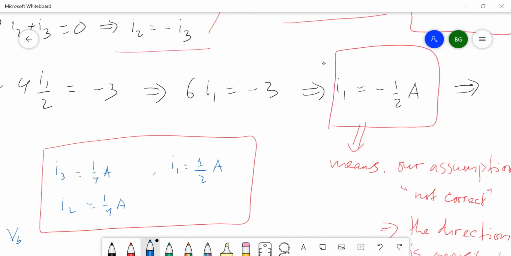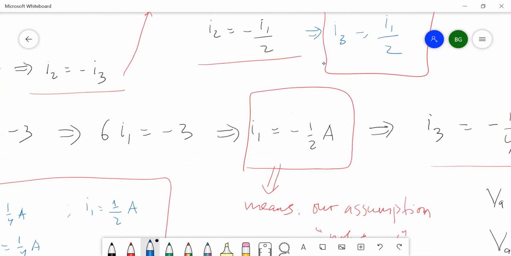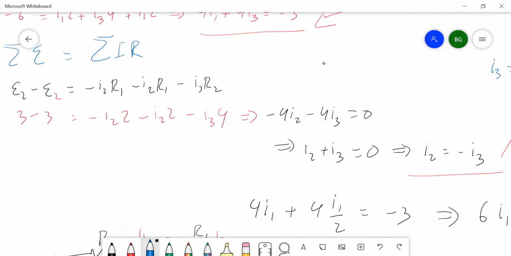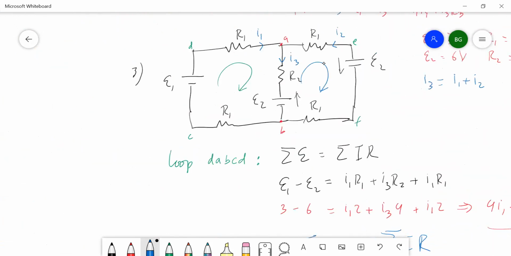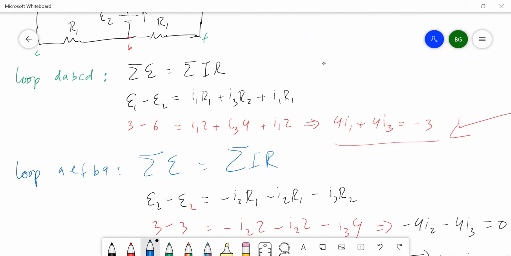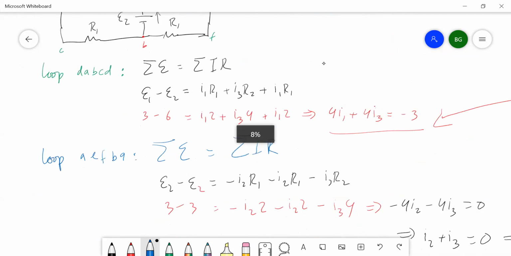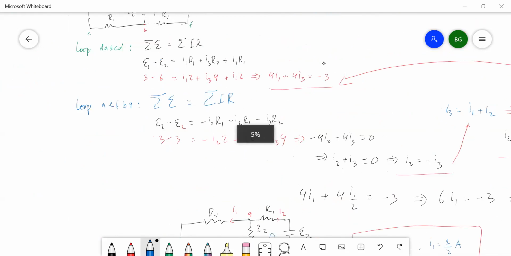Kemudian I3-nya ternyata juga negatif. Itu artinya dia bukan ke bawah tapi ke atas. Jadi dia negatif ke atas. Nah, yang sudah benar itu adalah I2. Jadi yang benar itu adalah I1 sama dengan I2 plus I3, bukan I3 sama dengan I1 plus I2. Tapi nanti dalam pengerjaan soal, kalau dapat tanda minus, itu tidak salah, itu benar. Cuma tanda arahnya saja terbalik.